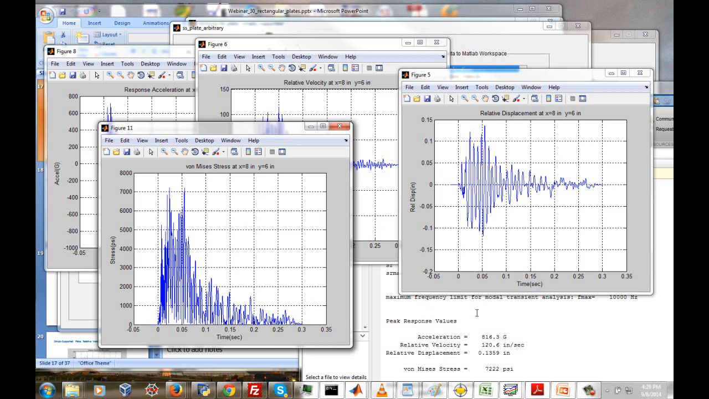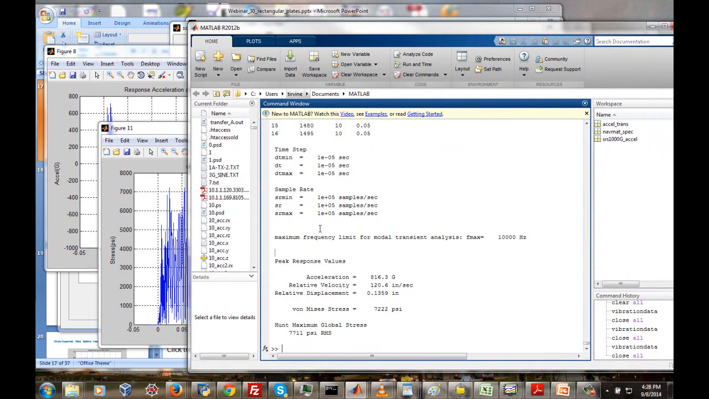Let's take a look at the command window here. So our peak response is 816.3 G. Relative velocity is about 121 inches per second. The relative displacement is about, let's see, 136 thousandths of an inch. The von Mises stress, and then the Hunt maximum global stress due to the stress-velocity relationship. So that von Mises stress and the Hunt value, those are in the same ballpark, and the fact that they're different by 8% is not really a particular concern to us.